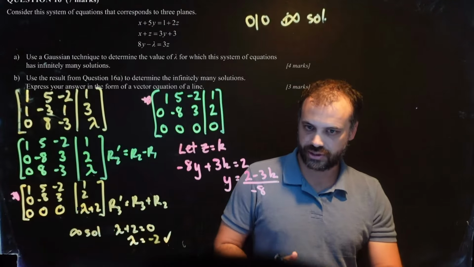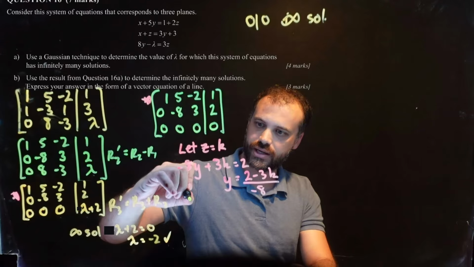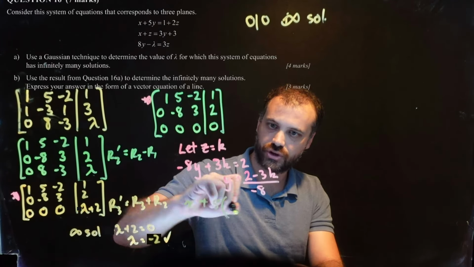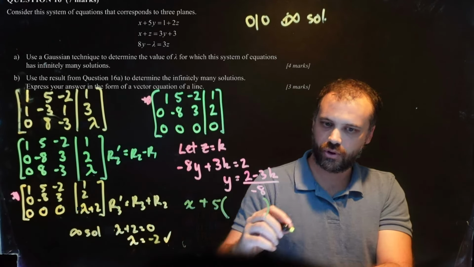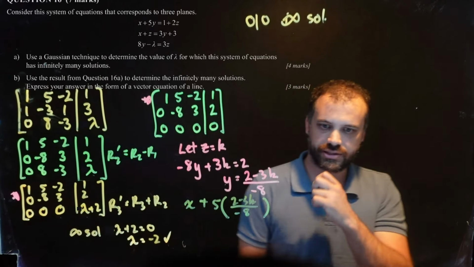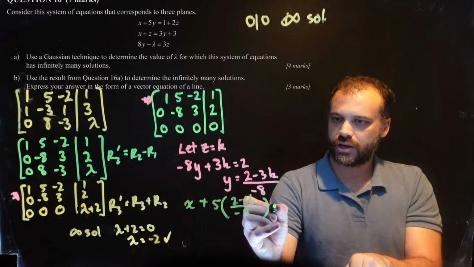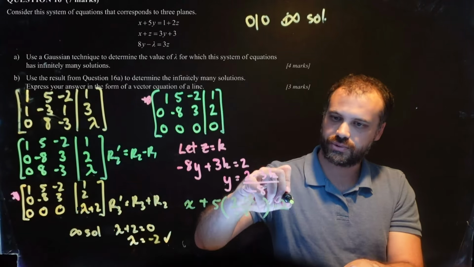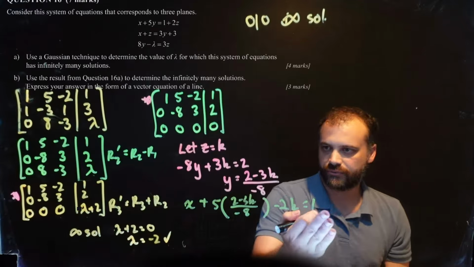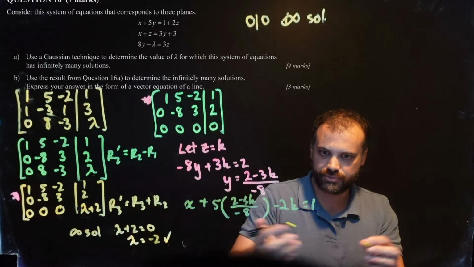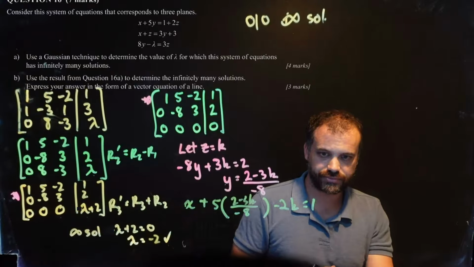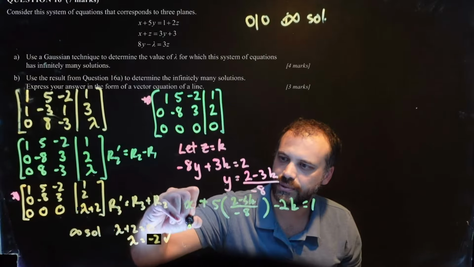So let's do that down here. So 1x, so x plus 5 times what we believe y to be, which is 2 minus 3k over negative 8, minus 2z, which is k, equals 1. And from this monstrosity, we can expand and simplify, and we'll get x equals something. I might actually do this on camera because this is one that people have a little bit of trouble with.